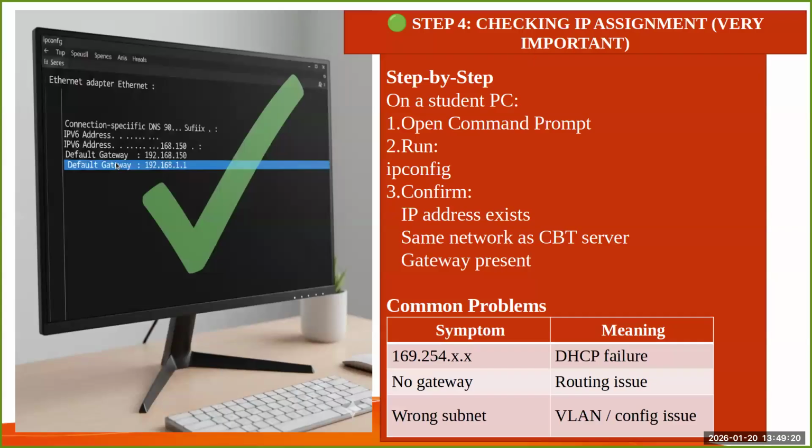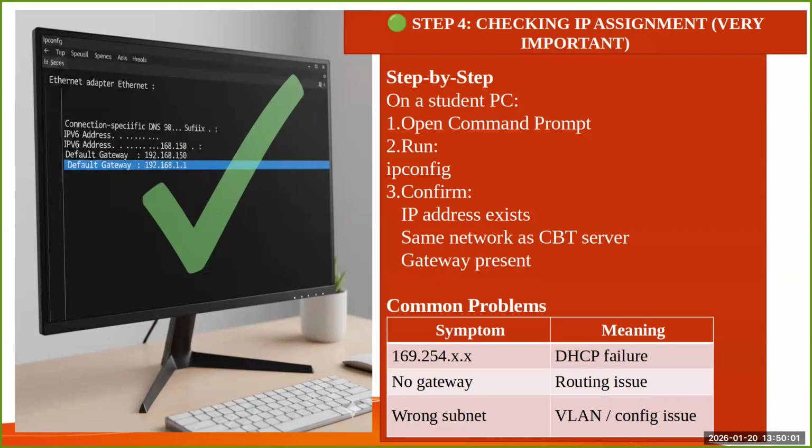Next is checking IP assignment. Very, very important. On the student system, we check whether the IP address that the student has is on the same network as the gateway. How do you do that? You open your command prompt, you run ipconfig, you confirm if the IP address exists. Is it on the same network as our server? Is the gateway present, or is it an IP that you don't even know?